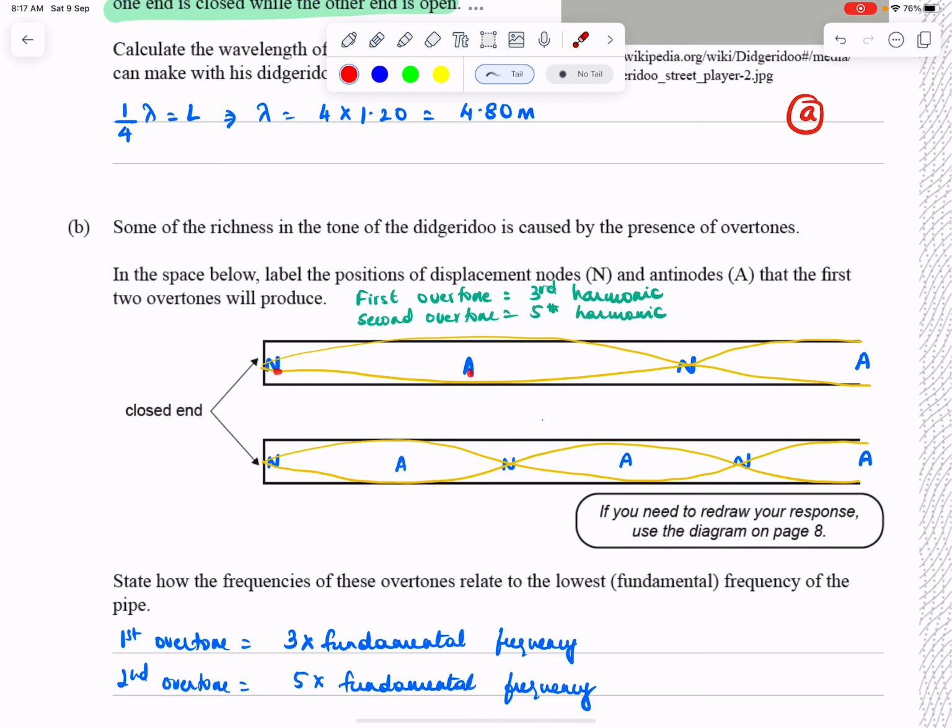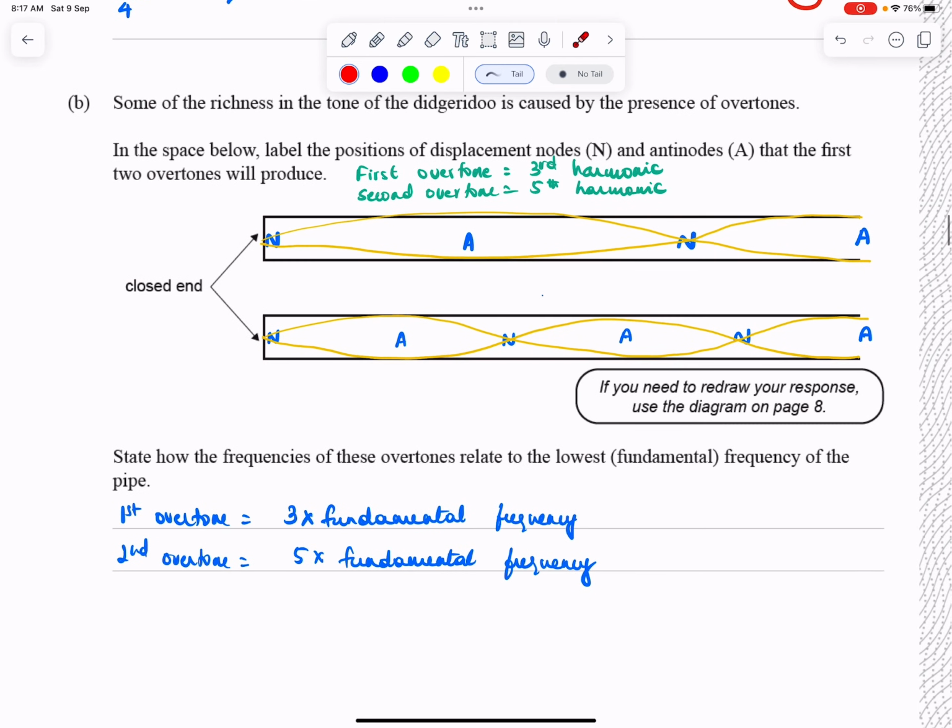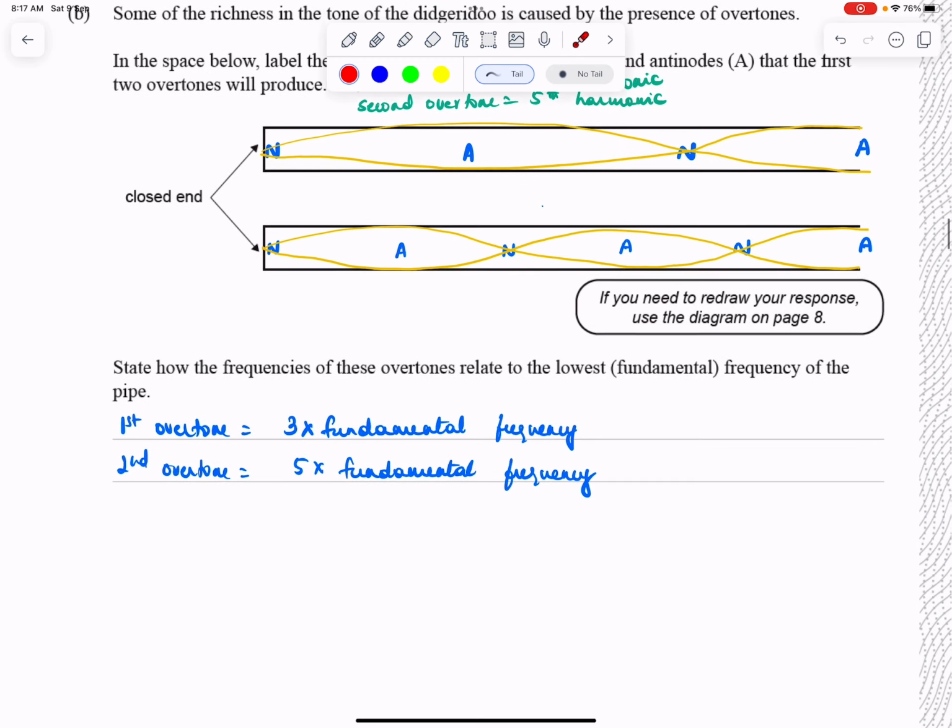And make sure your nodes and antinodes are evenly spaced over here. So those distances have to be equal. Now, what are the frequencies? So your first overtone is 3 times the fundamental, and the second overtone is 5 times the fundamental. They kind of relate to the harmonic number.